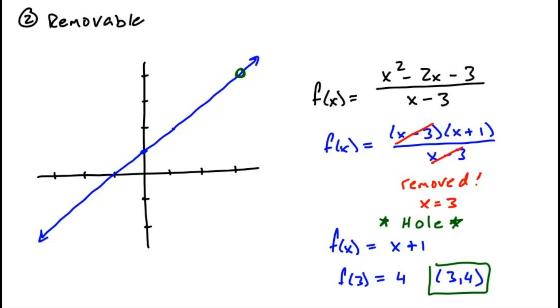And let me go in there and clean this up a little bit. But once it's all said and done, that hole right there is going to be what we would call our removable discontinuity. Our function's continuous everywhere else except at that hole at (3, 4). With all that being said, I think it's time to move on to our third type of discontinuity.